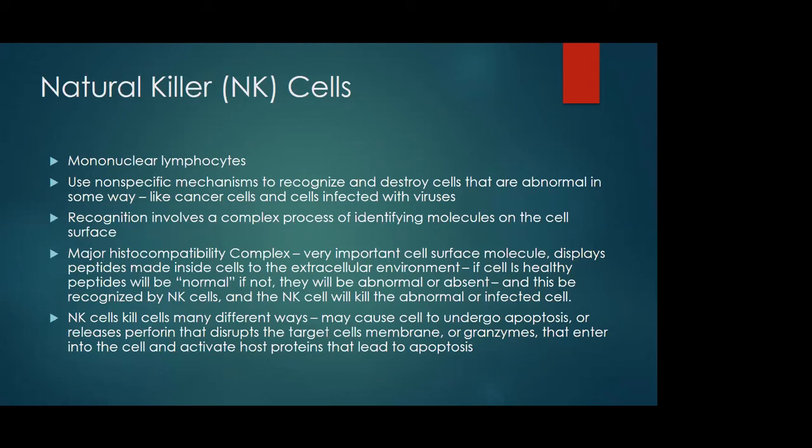So when an NK cell recognizes something that's bad, it can trigger that cell to undergo apoptosis, or it can release this protein called perforin that pokes holes in the cell membrane and kills the cells.